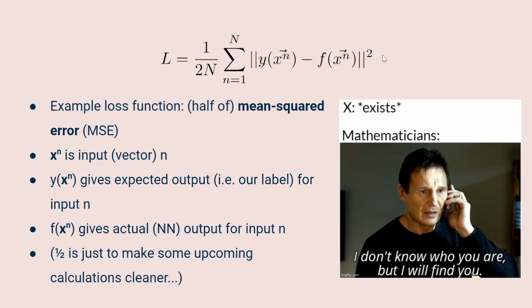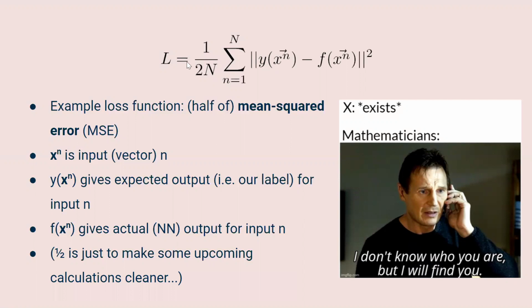And basically we square it, because if you don't square it, then it's possible to get negative values, and those could cancel out to 0 with the positive values. So that's why we square it. And this is summed over all our data, right? So n is basically the input number, and we have capital N of those.